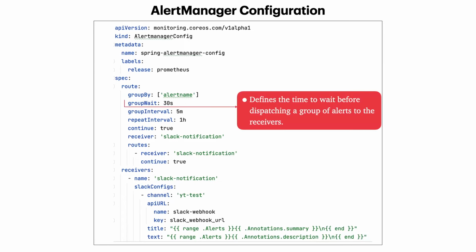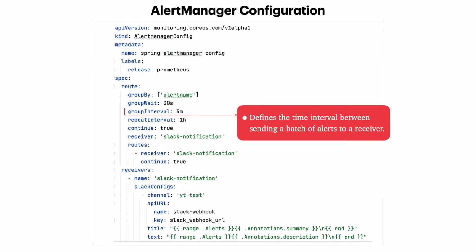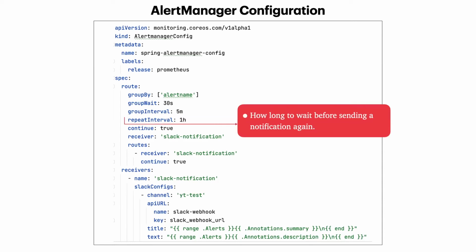Next field is group wait. This field specifies the time to wait before dispatching a group of alerts to the receivers. Next is group interval. This field defines the time interval between sending batches of alerts to a receiver, and it determines how often the group of alerts should be sent to the specific receivers. Next field is repeat interval. This field specifies how long to wait before sending a notification again if it has already been sent successfully for an alert. Normally, repeat interval should not be less than group interval.